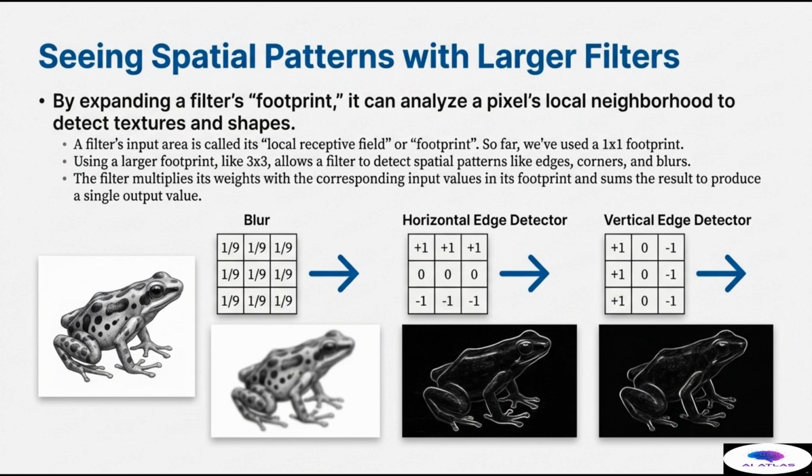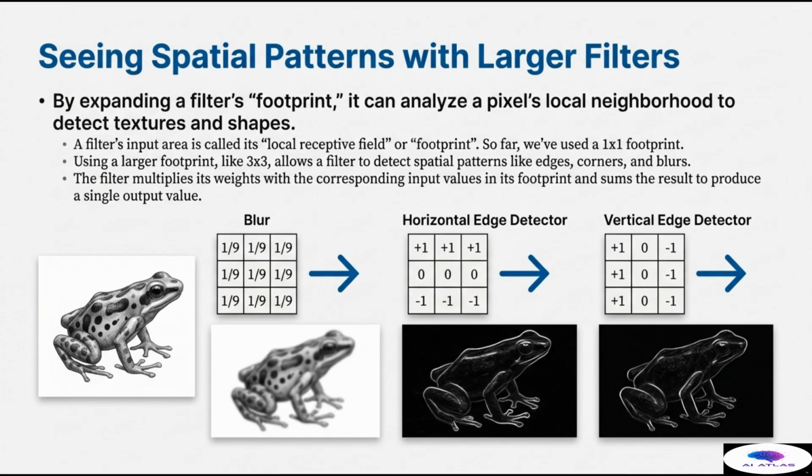The horizontal edge detector uses positive values at the top, 0 in the middle, and negative values at the bottom. When this filter scans an image, it finds sharp transitions from light to dark or vice versa, highlighting horizontal lines. Similarly, the vertical edge detector uses positive weights on the left, 0 in the middle, and negative weights on the right, effectively isolating vertical edges.